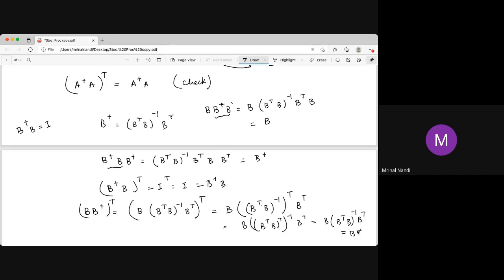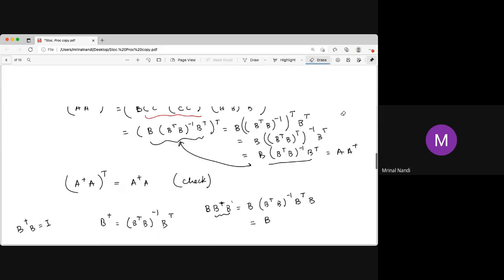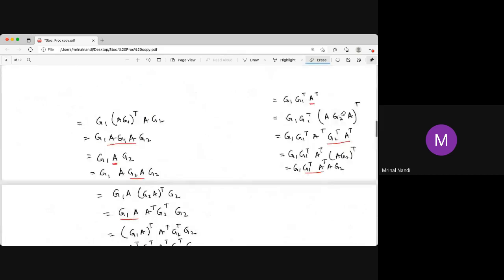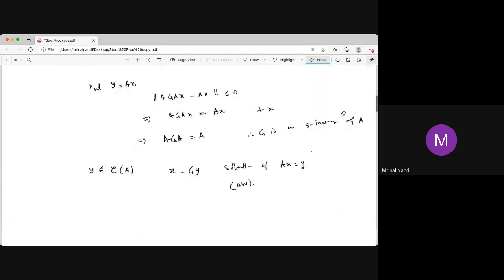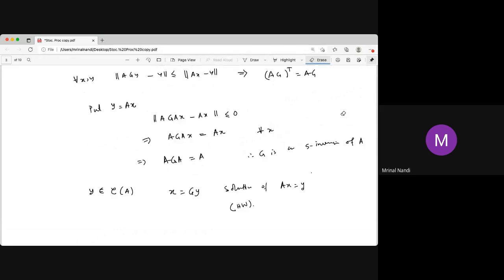So this completes everything about the G inverse. One thing is just left out for checking, as homework: if it is a least squares G inverse, then it must satisfy G A G equal to G, and (A G) transpose equal to A G. That is left as an exercise. So this completes the G inverse lecture.